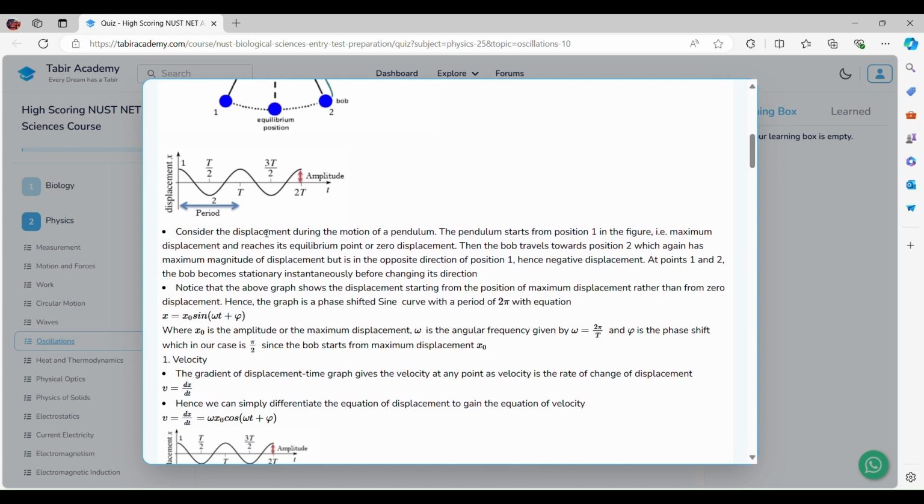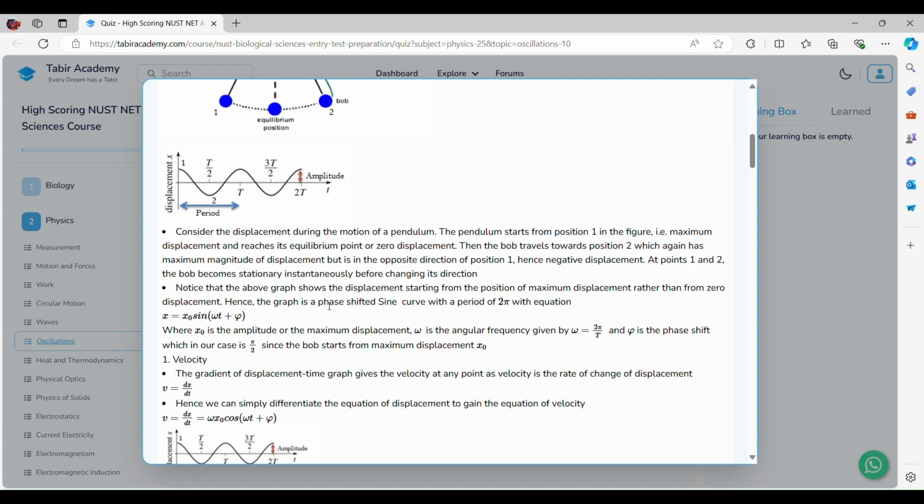Equilibrium position, sorry. Consider the displacement during the motion of a pendulum. The pendulum starts from position 1 in the figure at the maximum displacement and reaches its equilibrium point or zero displacement. Then the bob travels towards position 2, which again has maximum magnitude of displacement, but it's in the opposite direction of position 1, hence negative displacement. At points 1 and 2, the bob becomes stationary instantaneously before changing its direction. Notice that the above graph shows the displacement starting from the position of maximum displacement rather than from zero displacement.